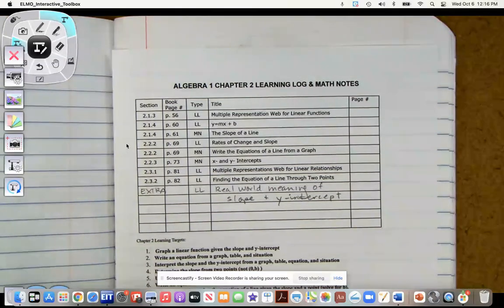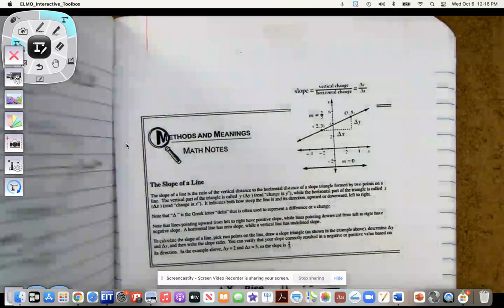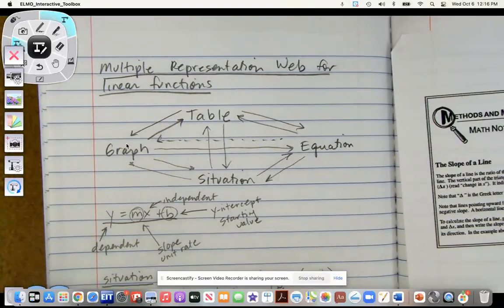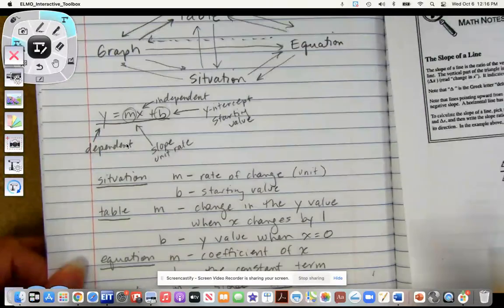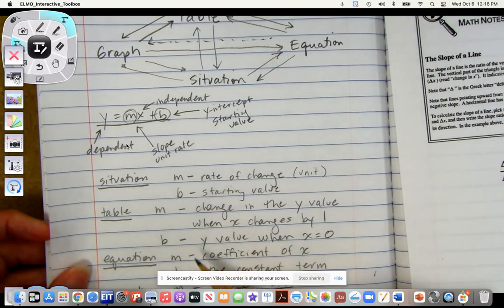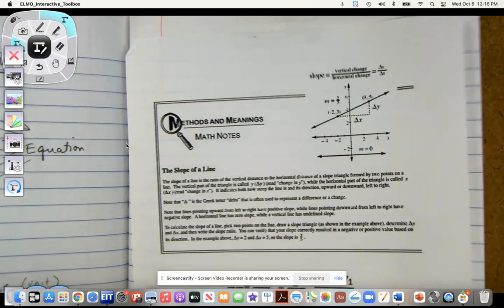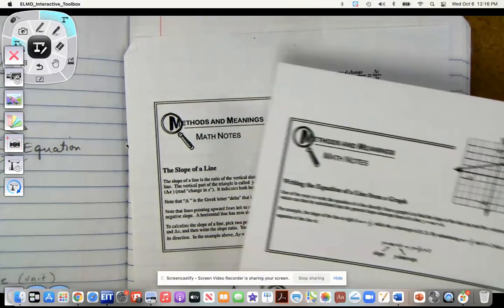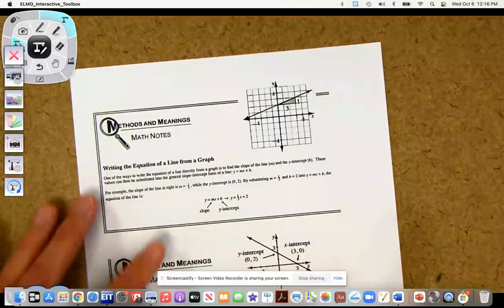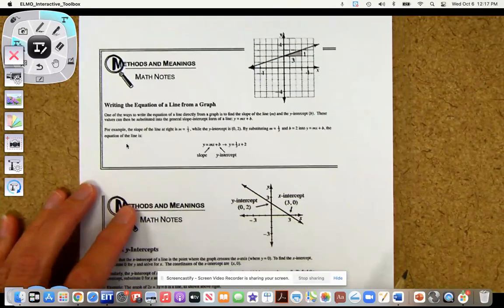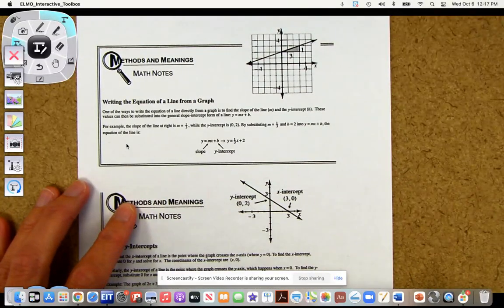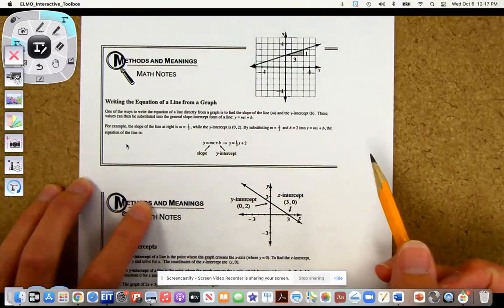So far, you should have this multiple representation web in here, this information about finding M and B from the different formats. You should also have this page in here, the math notes on how to find the slope of a line. Okay. So turn to the next page, and the page I want you to glue in next is this one. Go ahead and glue that on the next page. These are math notes on how to write the equation of a line from a graph.